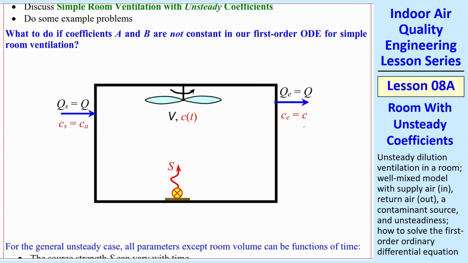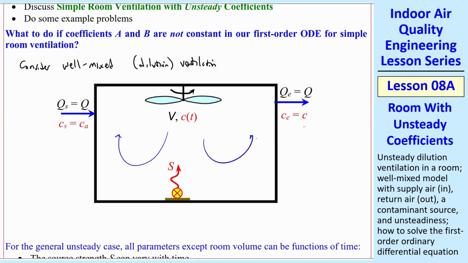So we're still going to consider, as before, well mixed, and this is dilution ventilation in a room. So we're not talking about displacement ventilation. We have well mixed conditions. So we have this ceiling fan to represent that, and we have a source, and we're going to do exactly the same thing we did before.